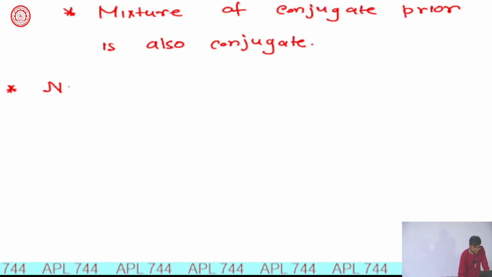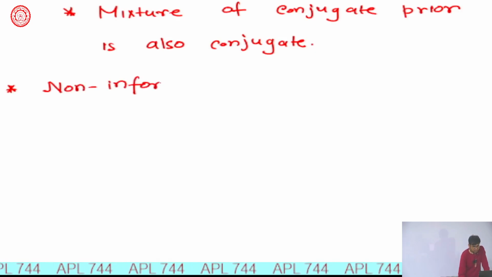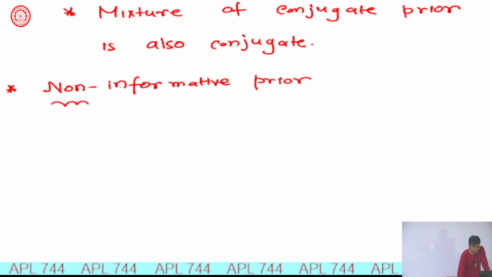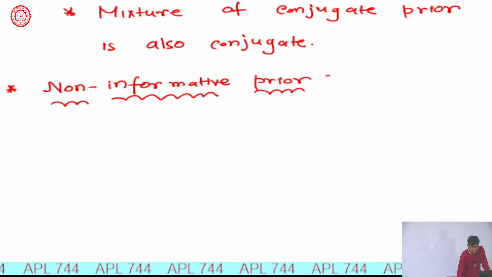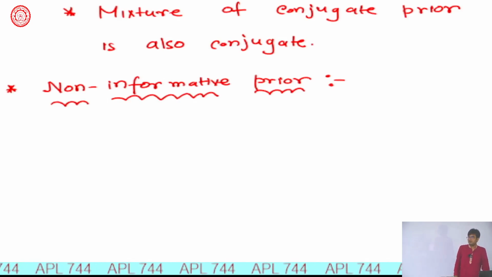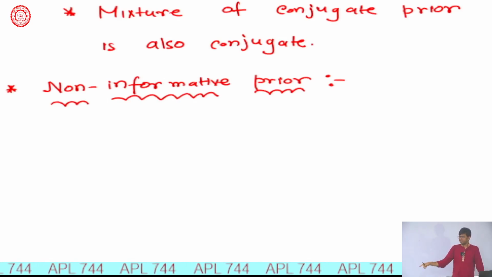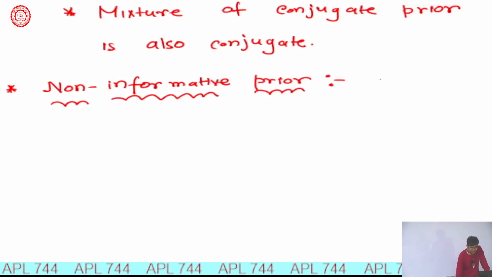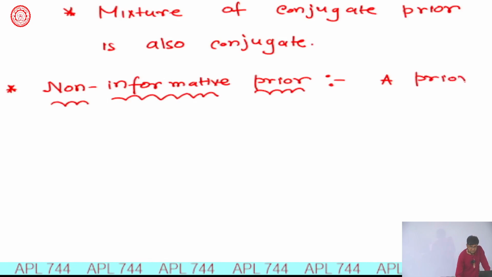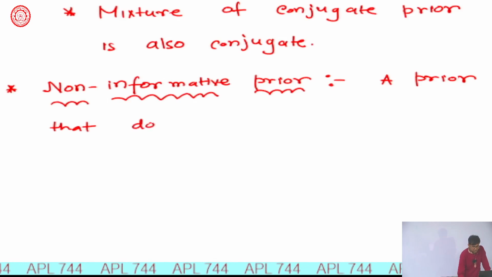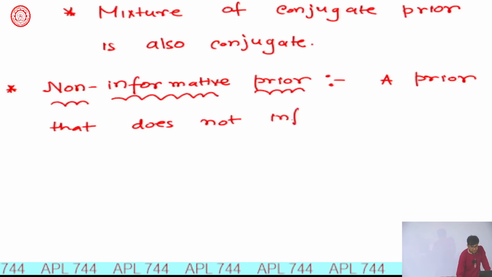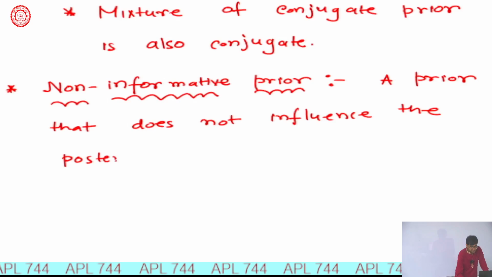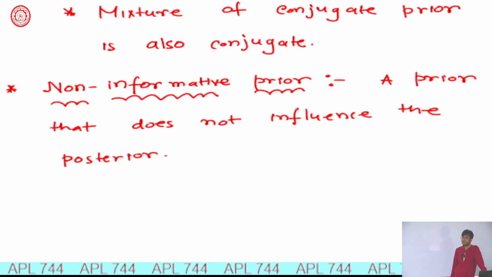So, the next thing we want to talk about, or at least touch upon, is non-informative prior. Okay. What is the non-informative prior? A prior that does not influence the posterior. So, it is only the data that will control the posterior. Okay. So, by definition, or by the name itself, you can say it is a prior that does not influence the posterior. Okay.